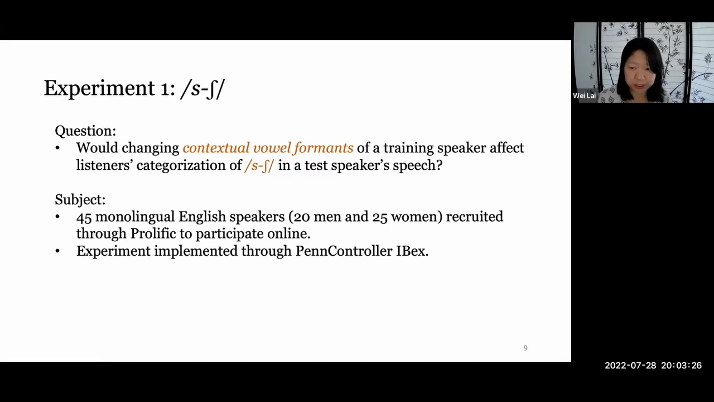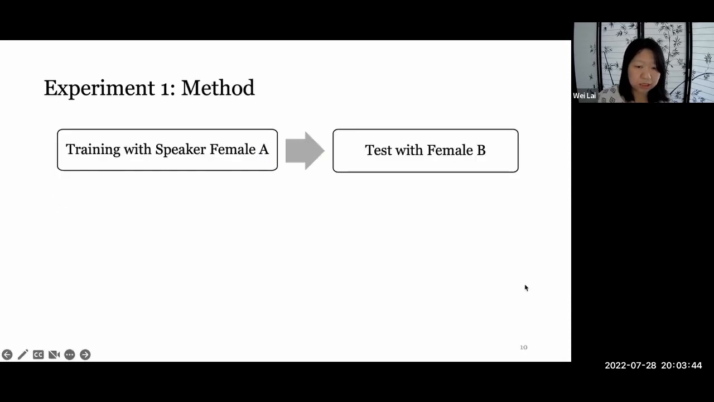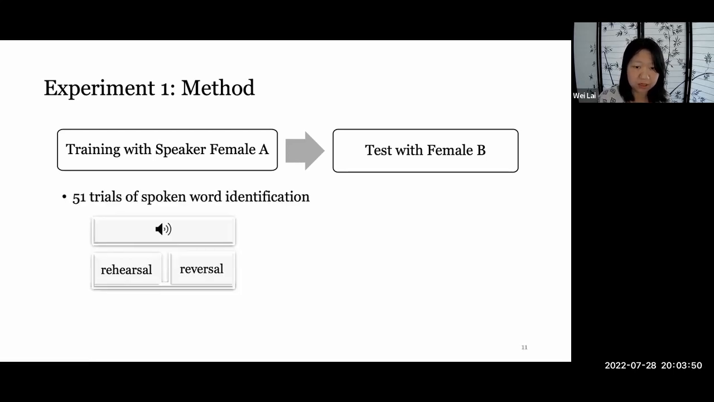We ask whether changing the contextual vowel formants of a training speaker would affect the listener's categorization of sibilants in the test speaker's speech. We recruited 45 participants to participate in the experiment online. The experiment consists of a training phase and test phase with a different female speaker in each phase. So in the training phase, listeners did 51 trials of spoken word identification with female A's speech.